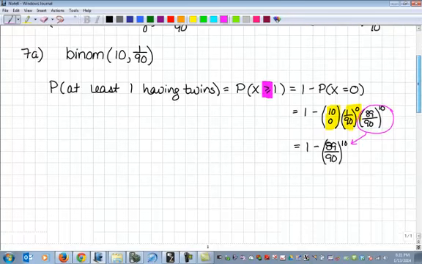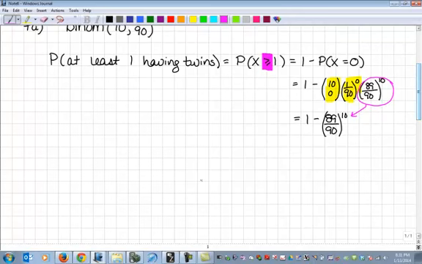And you could put this in your calculator, you could do this as a binomial PDF, you could put it in straight up. Both ways it's going to work out. And in this case, you got that it equals 0.106 or 10.6% chance. Alright, so that's at least one having twins without the drug.